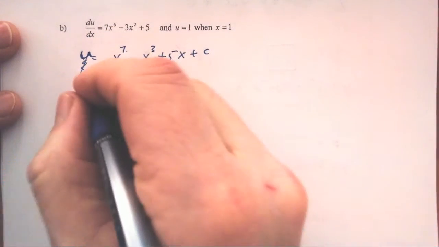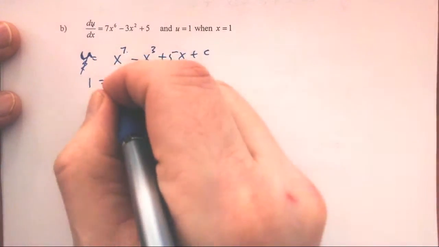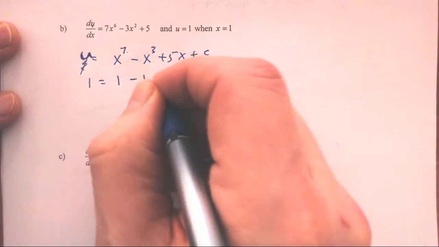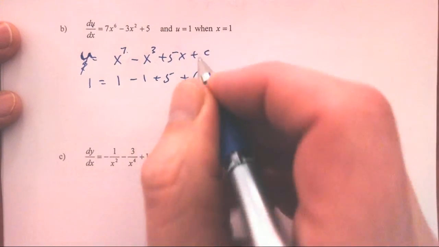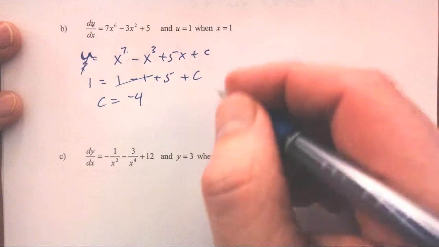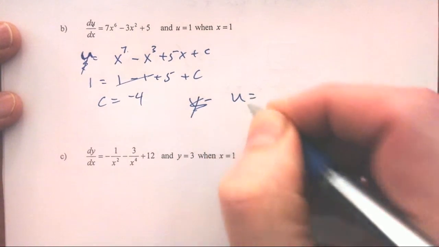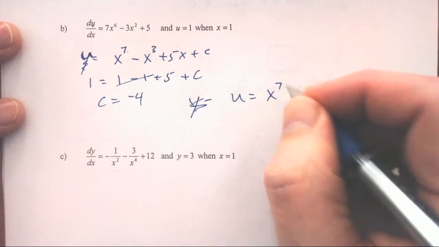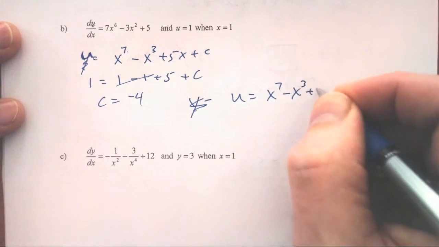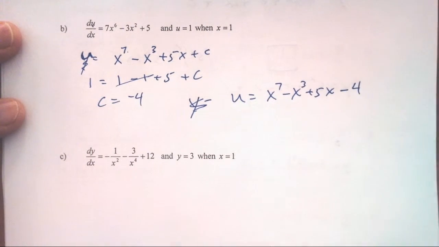All right, u is 1 because of this. u is 1 when x is 1. So 1 to the 7th minus 1 to the 3rd plus 5 times 1 plus c. Cancel, subtract 5. c is negative 4. So final answer, I did it again. u equals x to the 7th minus x to the 3rd plus 5x plus negative 4, or minus 4.